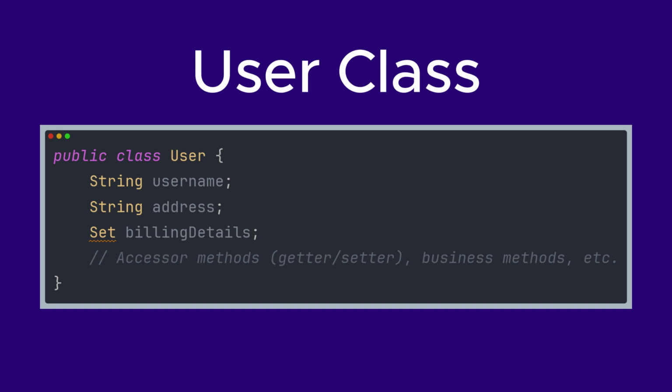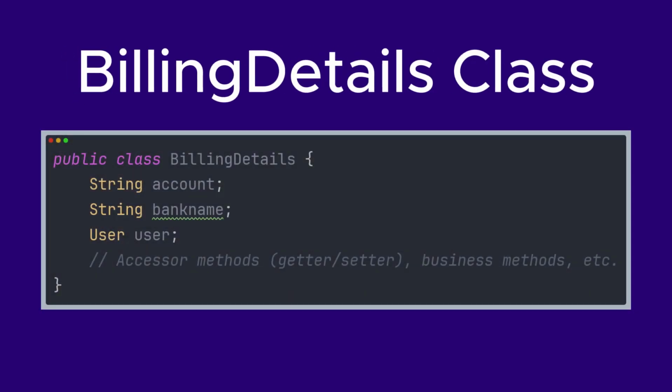The classes representing these entities may be extremely simple. As you can see, we'll have a user class with username, address, and a set of billing details. On the other side, we'll have a billing details class with the account, bank name, and the user it refers to.